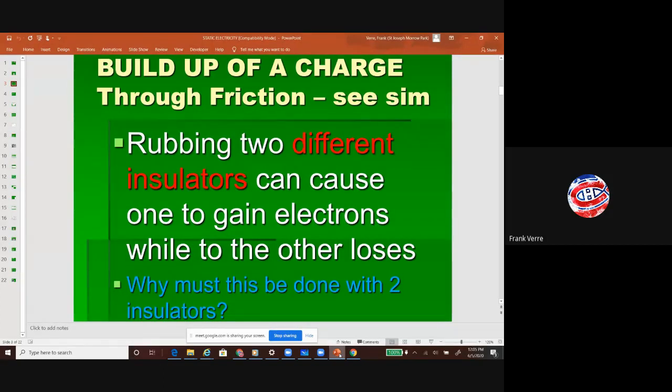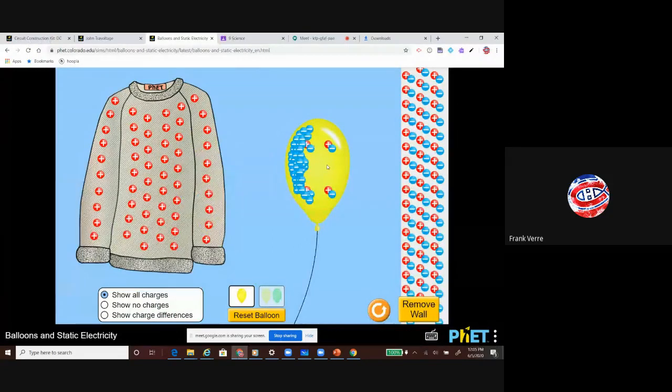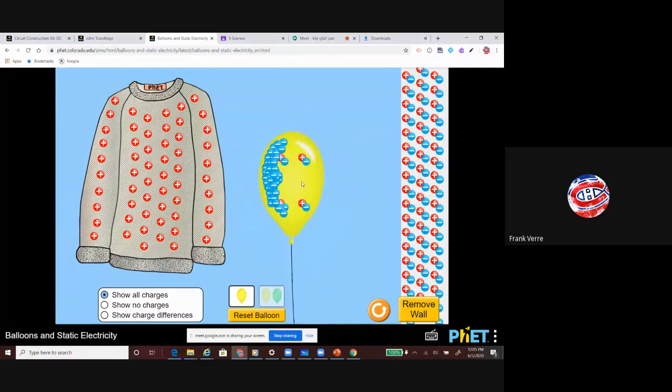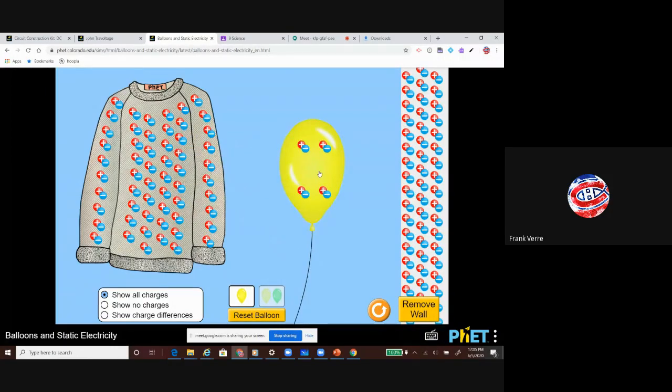Now, I need to explain why it has to be insulators, and I realized I did not do a good job of this last time. So let me explain what that means in a minute, okay? Why does it have to be two insulators? Why not two conductors? Because the balloon is not made of metal, and the sweater is not made of metal. These are not conducting materials. These are insulators. Why do they have to be insulators to do something like this? In other words, if this balloon were made of aluminum foil and I did this, nothing would happen. It wouldn't work.